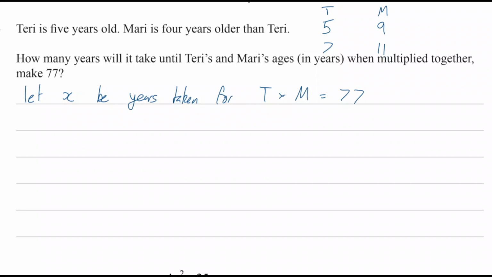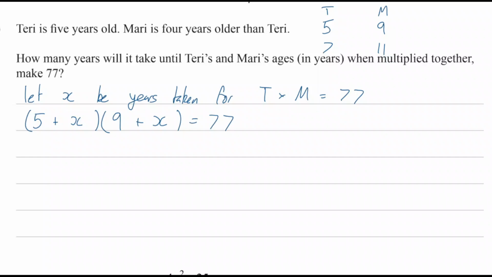So we need their ages to multiply, right? So in algebra, when we have brackets next to each other, it's multiply to give us 77. We know Teddy starts off at 5 years old and Mari starts off at 9 years old. Assuming they travel through time at the same rate, right? So one's not traveling near the speed of light in outer space, which is a fair assumption. We can say that we add on to their age this number of years taken for them to multiply to give 77.